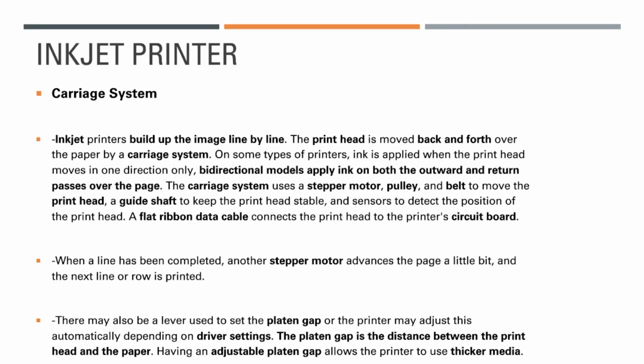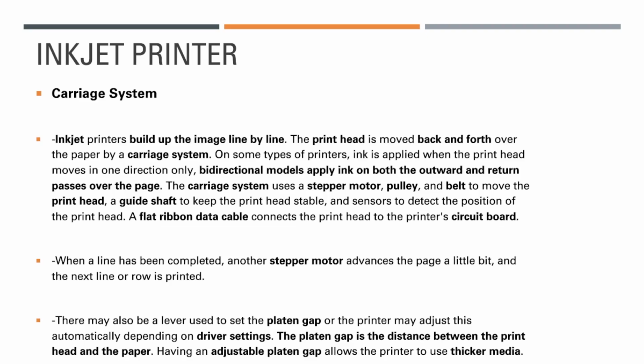Carriage system. Inkjet printers build up the image line by line. The printhead is moved back and forth over the paper by a carriage system. On some types of printers, ink is applied when the printhead moves only in one direction. Bidirectional models apply ink on both outward and return passes over the page. The carriage system uses a stepper motor, pulley, and belt to move the printhead, and a guide shaft to keep the printhead stable. Sensors detect the position of the printhead as well.